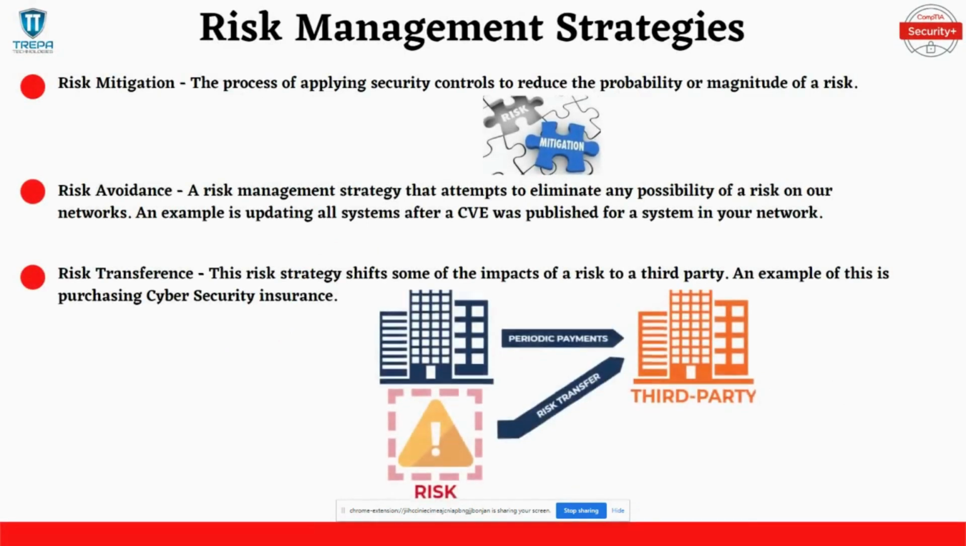Now let's go over our different risk management strategies. Risk mitigation is applying controls to reduce the probability or magnitude of a risk. An example of risk mitigation would be implementing network segmentation on legacy systems. This doesn't altogether avoid that vulnerability, that legacy system, right? But it can help mitigate the attack vector by putting some segmentation. Risk avoidance is a strategy that attempts to eliminate any risk in the environment. An example of this is patching or upgrading old legacy systems.